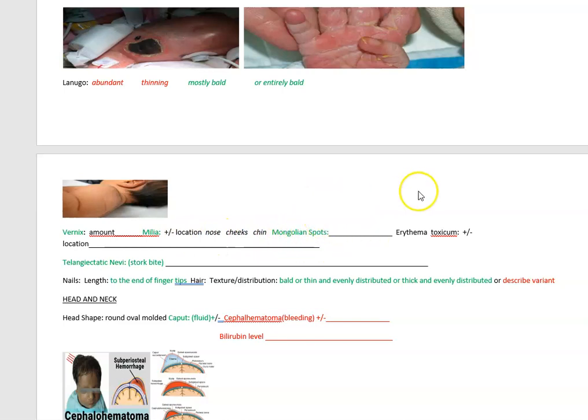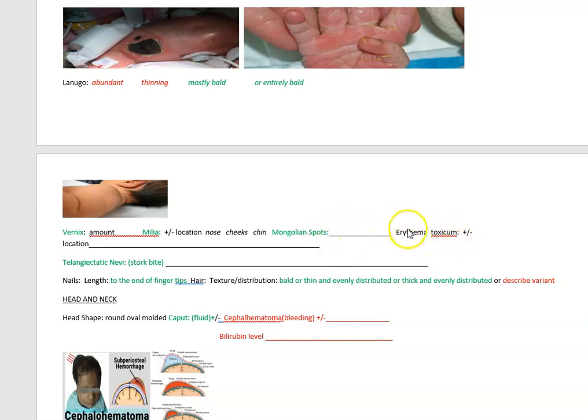Mongolian spots are just discolorations that are darkened on the skin of any baby, and usually it's near the sacrum, and it's dark, and so people tend to worry about it, but it is completely normal because that is just where darker skin people have a greater concentration of melanocytes.